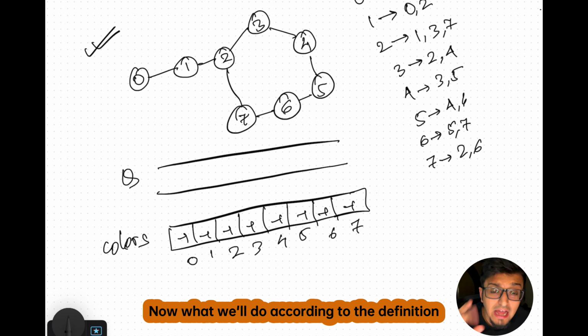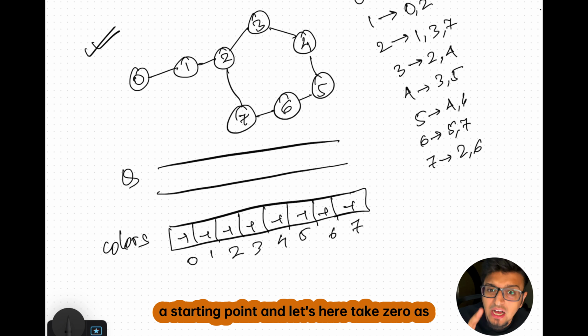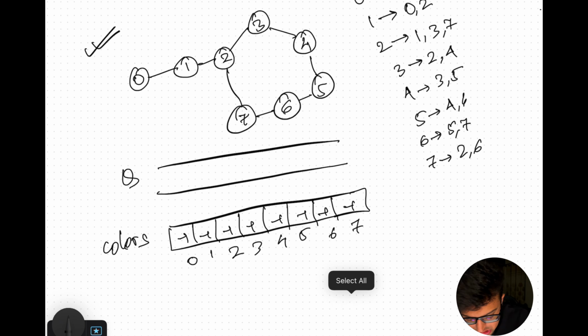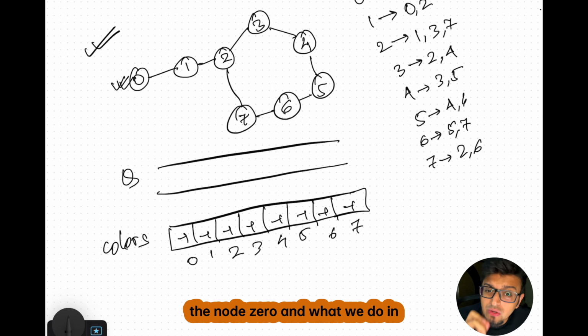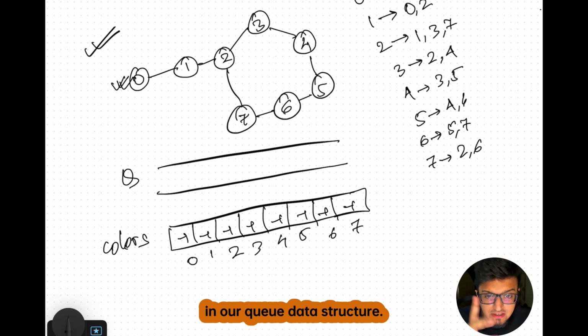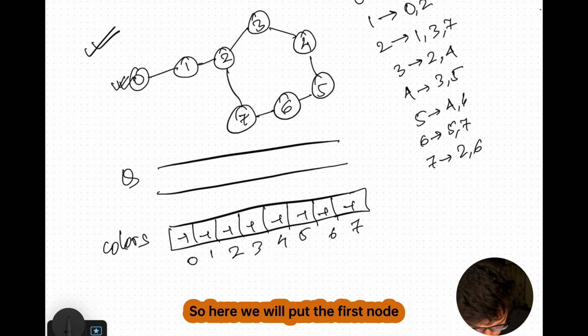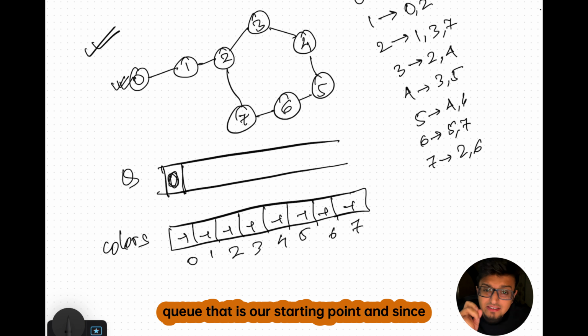Now, according to the definition of BFS, we will start our iteration with a starting point, and let's take 0 as our starting point. So we will start our BFS traversal from node 0. What we do in the BFS traversal is first put the node in our queue data structure. So here we will put the first node of our graph, that is 0, in our queue. That is our starting point.